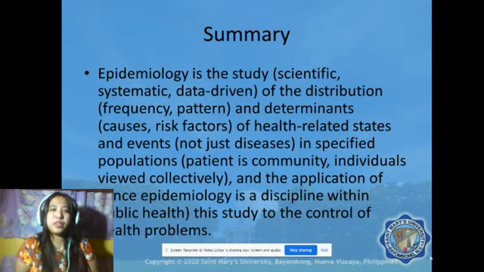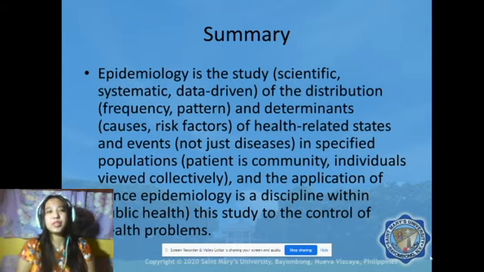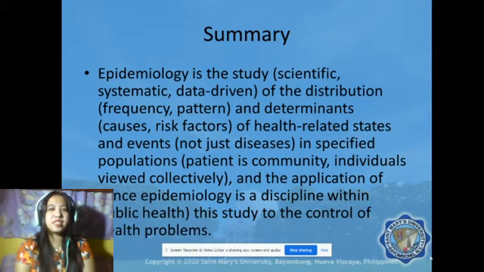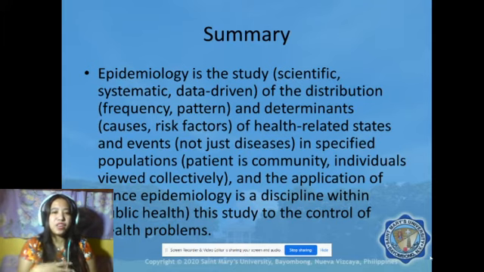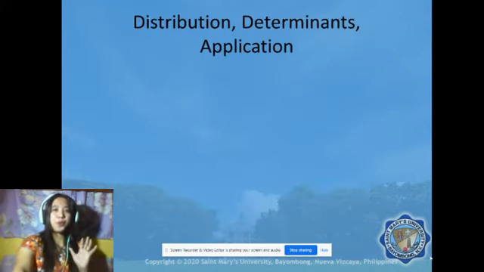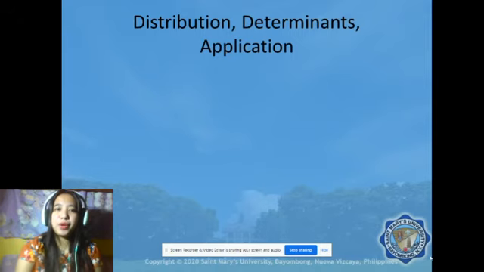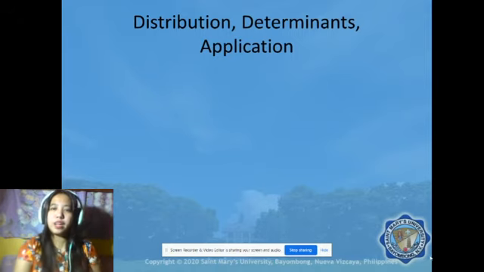So in summary, epidemiology is the study, which means it is scientific, systematic, and data-driven, of the distribution, both frequency and pattern, and determinants, causes or risk factors, of health-related states and events, not just diseases, in specified populations. A population is a community, individuals viewed collectively, as a whole community. And the application: since epidemiology is a discipline within public health, this study is to control health problems. So let us consider now six situations and determine whether we are referring to distribution, determinants, or application.